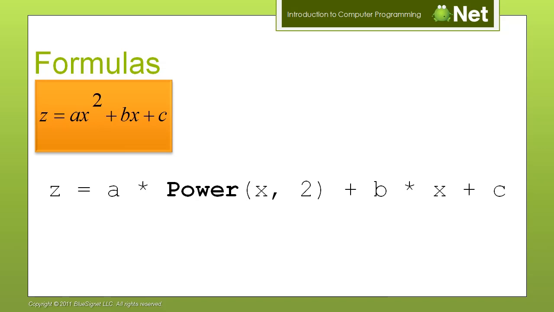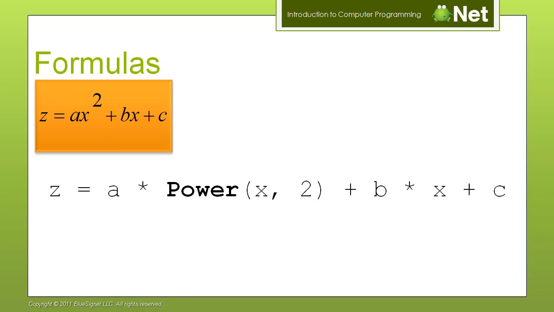Now let's take a look at a little bit more of a fun formula here. I believe this is a quadratic formula, or a quadratic equation. Hey, this isn't the quadratic formula. Right. This is a quadratic equation where you have ax to the power of 2 plus bx plus c. So everything is kind of like moving down.